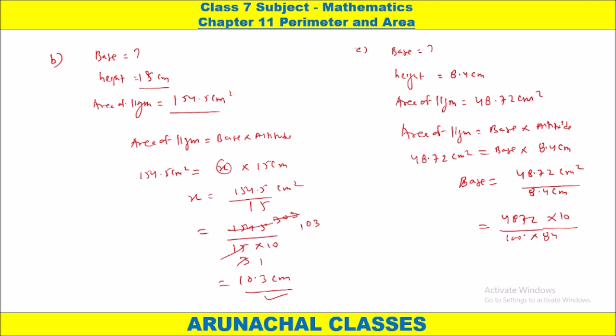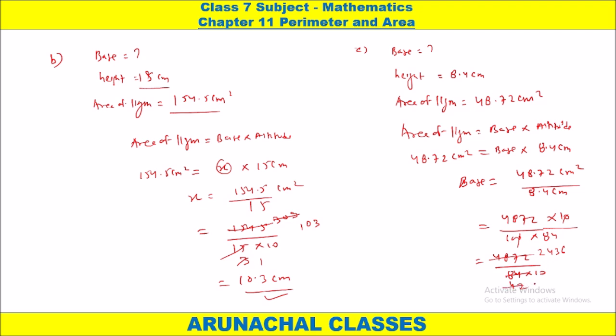So I can just see here this 0 and this 0 will get cancelled. So it will be 4872 divided by 84, multiply with 10. Now you can take the table of 2. So here it will be 2 4s are 8, 2 2s are 4. Here 2 2s are 4, 2 4s are 8, 2 3s are 6, and 2 6s are 12.